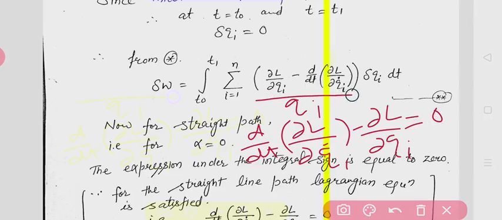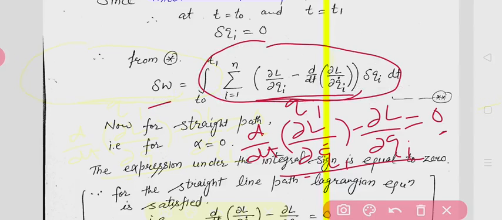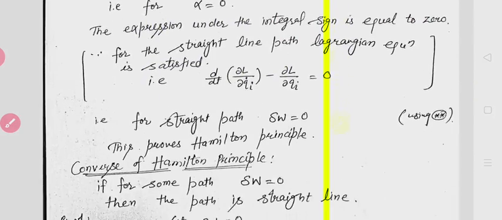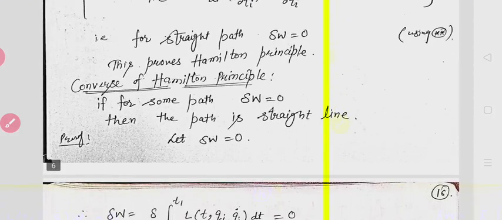So here if I take the minus common, that will be the Lagrangian equation, and the Lagrangian equation has the value 0, so this value will be equal to 0. If this value is 0, you will get that delta of W will be equal to 0. So for the state path, delta of W is equal to 0. Right. So this proves the Hamilton first principle.